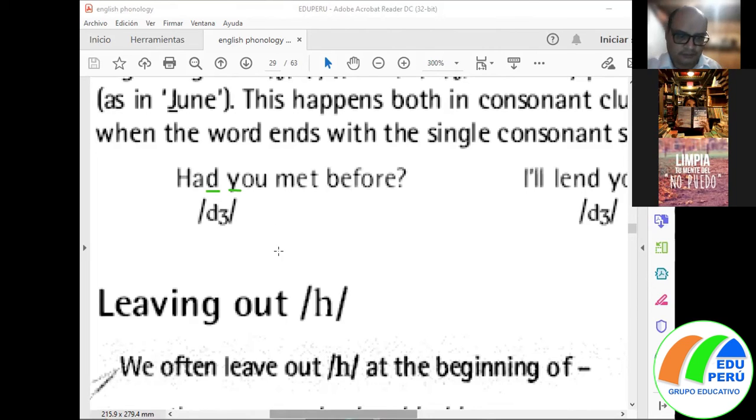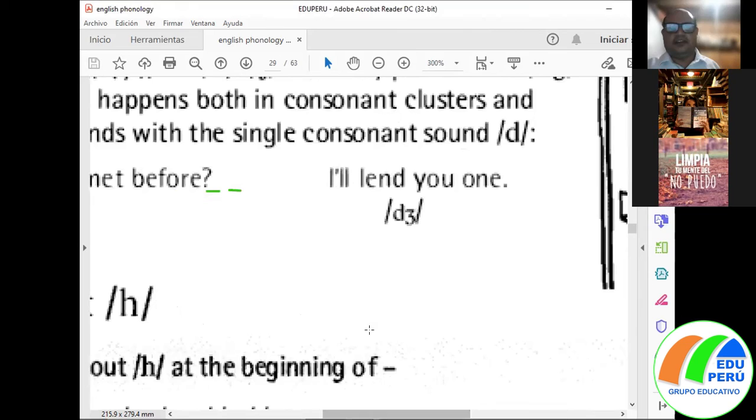Now, the other one. First, slowly. I lend you one. This is normal. This is okay. This is perfect. Your pronunciation is okay. If you say, I lend you one, it's okay.